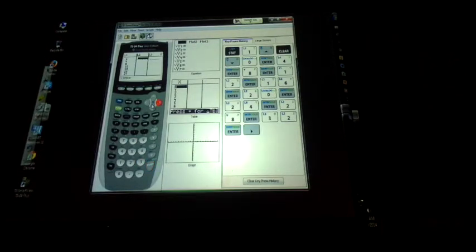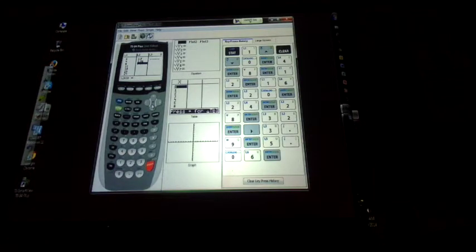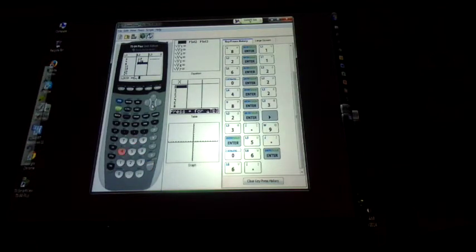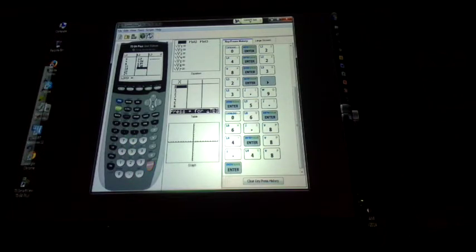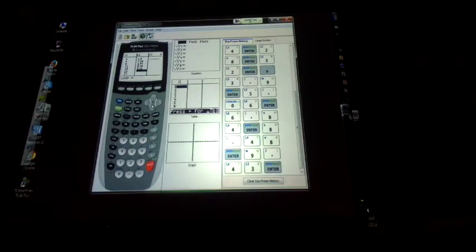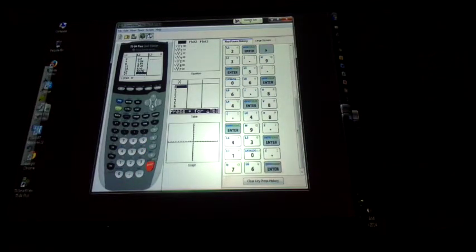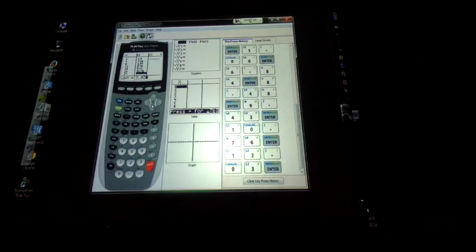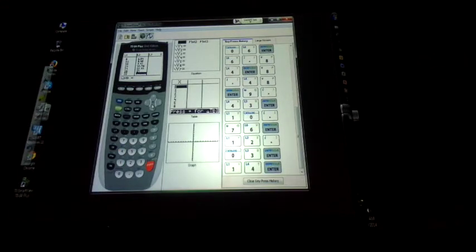Go to your next list, and then 3.9, 5.06, 6.84, 8.48, 9.43, 10.76, 12.03, 14, 15.67. Make sure your data is right. I believe mine's right.